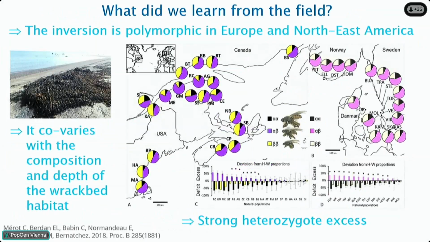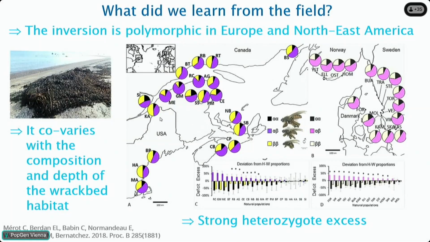First we look at this fly in the wild. It was known, this is data from the 80s in Scandinavia, that this inversion is polymorphic in all the populations, but with subtle variation depending on the habitat. And they also saw an excess of heterozygotes everywhere. When I went to Canada, I sampled the populations and found the same polymorphism everywhere, and also an excess of heterozygotes in most populations, but not all.